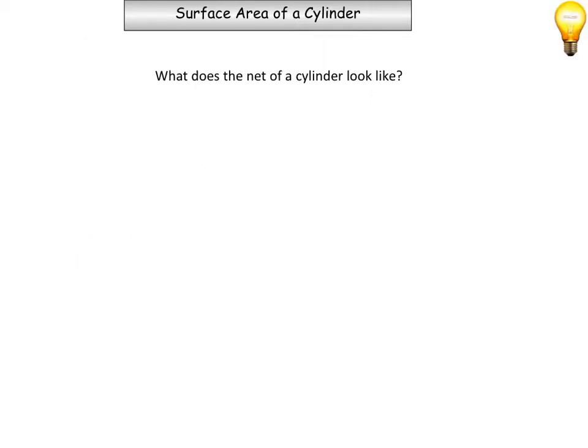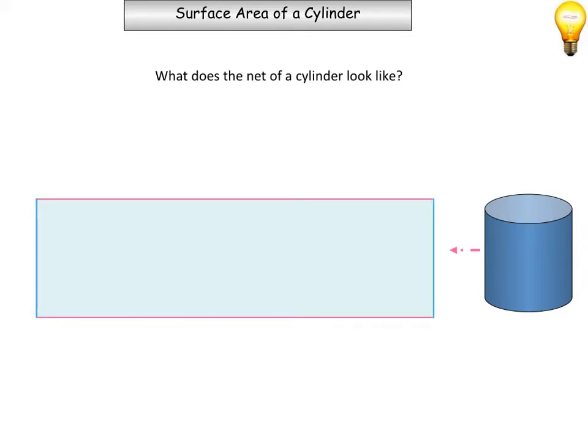Now what does the net of a cylinder look like? Here's the solid, here's the cylinder. Can you visualize what it would look like if we unravel that and bring it to its net? The curved part will unravel to become a rectangle, and the breadth of that rectangle would be the height of that cylinder. What do you think the length of that rectangle is going to be? It's going to be its circumference.